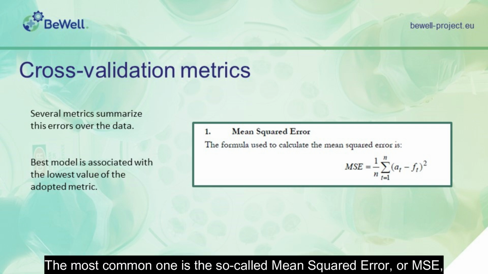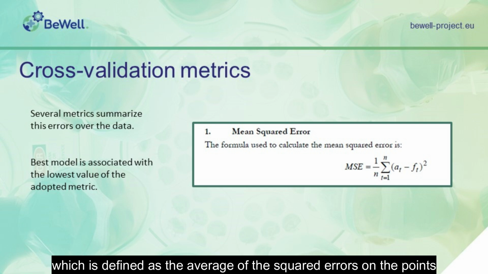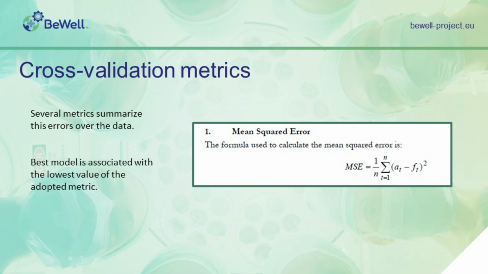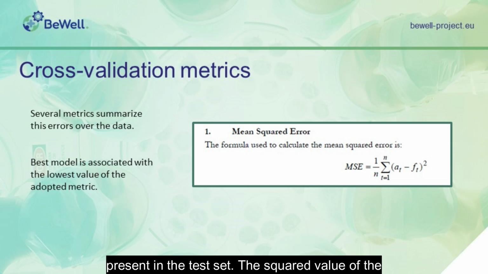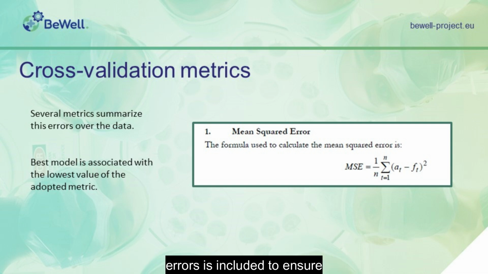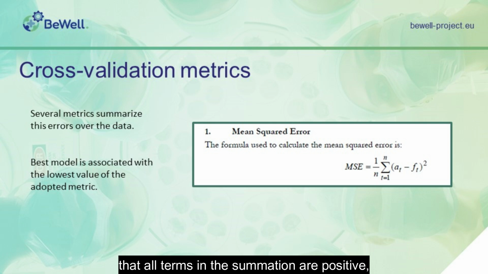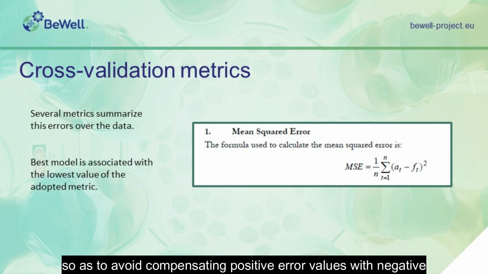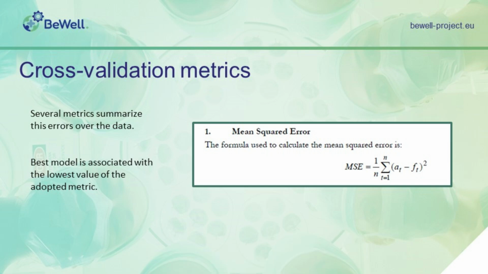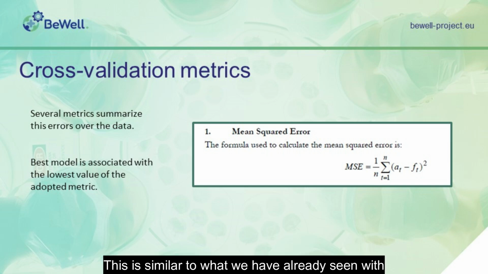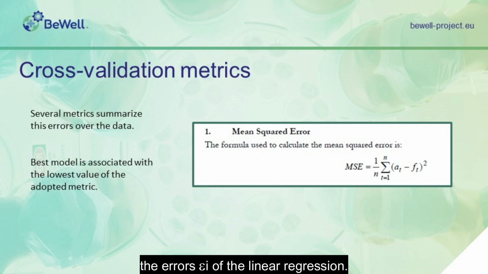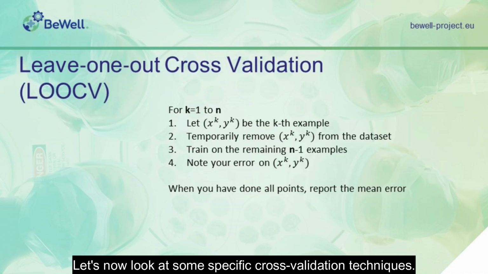The most common one is the so-called mean squared error, or MSE, which is defined as the average of the squared errors on the points present in the test set. The squared value of the errors is included to ensure that all terms in the summation are positive, so as to avoid compensating positive error values with negative error values. This is similar to what we have already seen with the errors epsilon i of the linear regression. Let's now look at some specific cross-validation techniques.